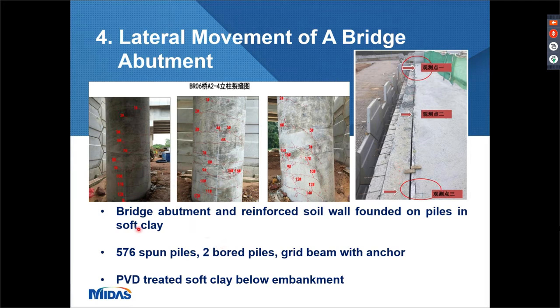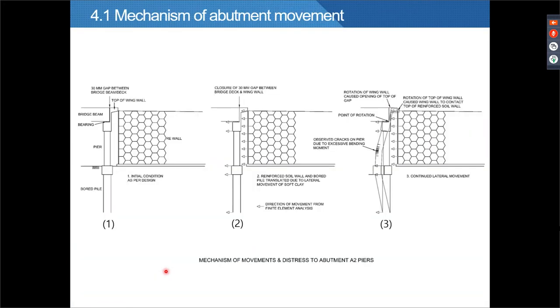This model includes a bridge abutment and reinforced soil wall, which was founded on piles in soft clay. There are groups of spun piles, tubular piles, grid beams with anchors. And below the embankment is soft clay. The soft clay was treated by PVD. This is the mechanism of the movement. Diagram number 1 is the configuration of the wall as per design. The gap is 330 mm between the top of the wing wall and the bridge beam.